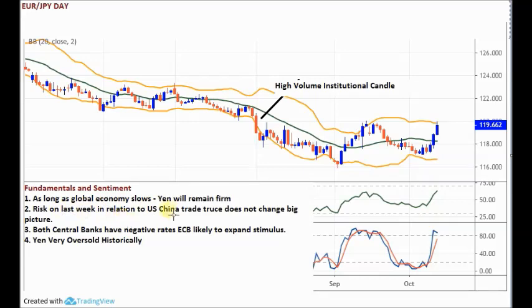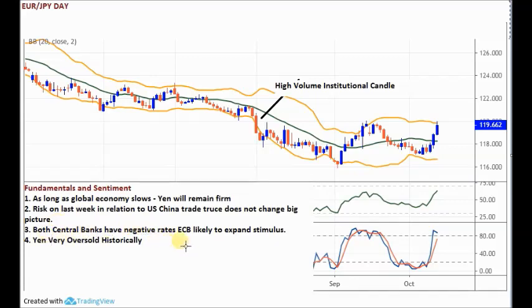Now, the risk on last week in relation to the US-China trade truce does not change the big picture. Even if a deal was done between China and the US, global trade, the global economy generally, will still be slowing up. Central banks are powerless to stop it. We've made this point in quite a few videos. The big fundamentals favour the yen.